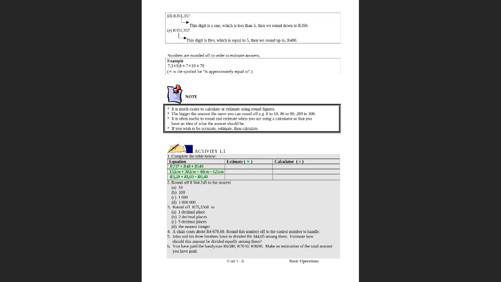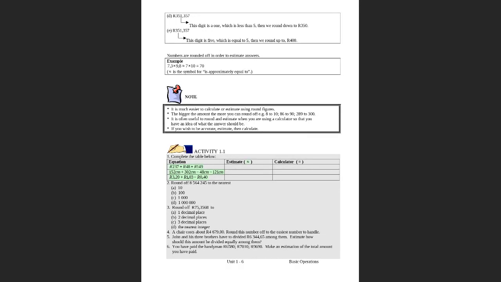Let me see whether it has finished loading. Okay, it has finished loading. Let me just put it on the screen, then we can see what is happening. I believe those who have already attended the face-to-face class have seen something like this. You have been able to do these activities. Activity 1.1.